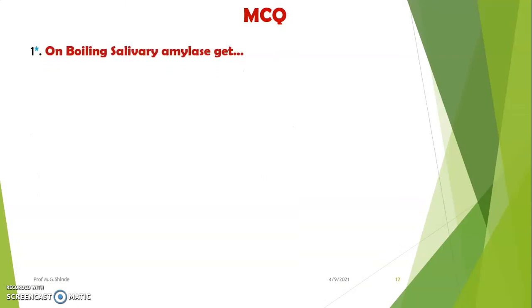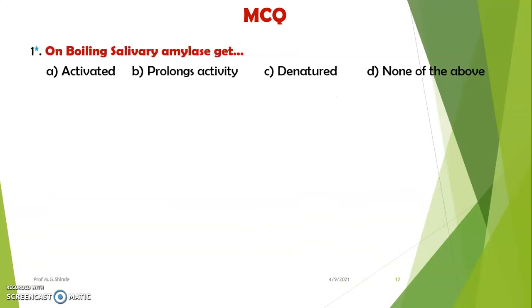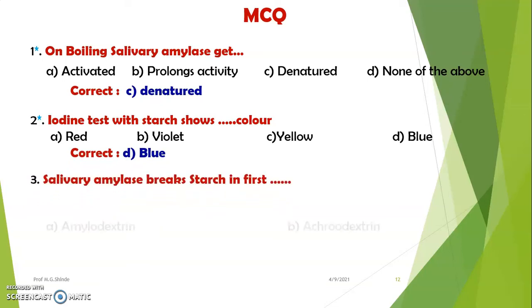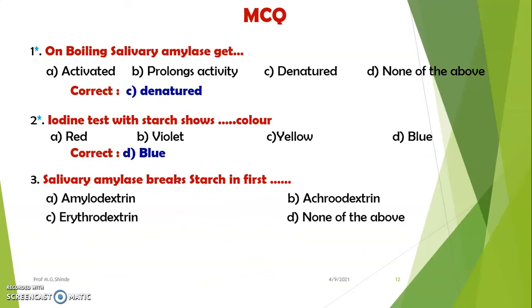Now the MCQs. First: on boiling, salivary amylase gets activated, prolonged activity, denatured, none of the above. The correct option is denatured. Second MCQ: the iodine test with starch shows which color? Red, violet, yellow, blue. The iodine test with starch shows blue color. Salivary amylase breaks starch in first, amylodextrin, achrodextrin, erythrodextrin, none of the above. The correct option is amylodextrin, the first hydrolytic product. Then it is subsequently converted to erythrodextrin and then achrodextrin.